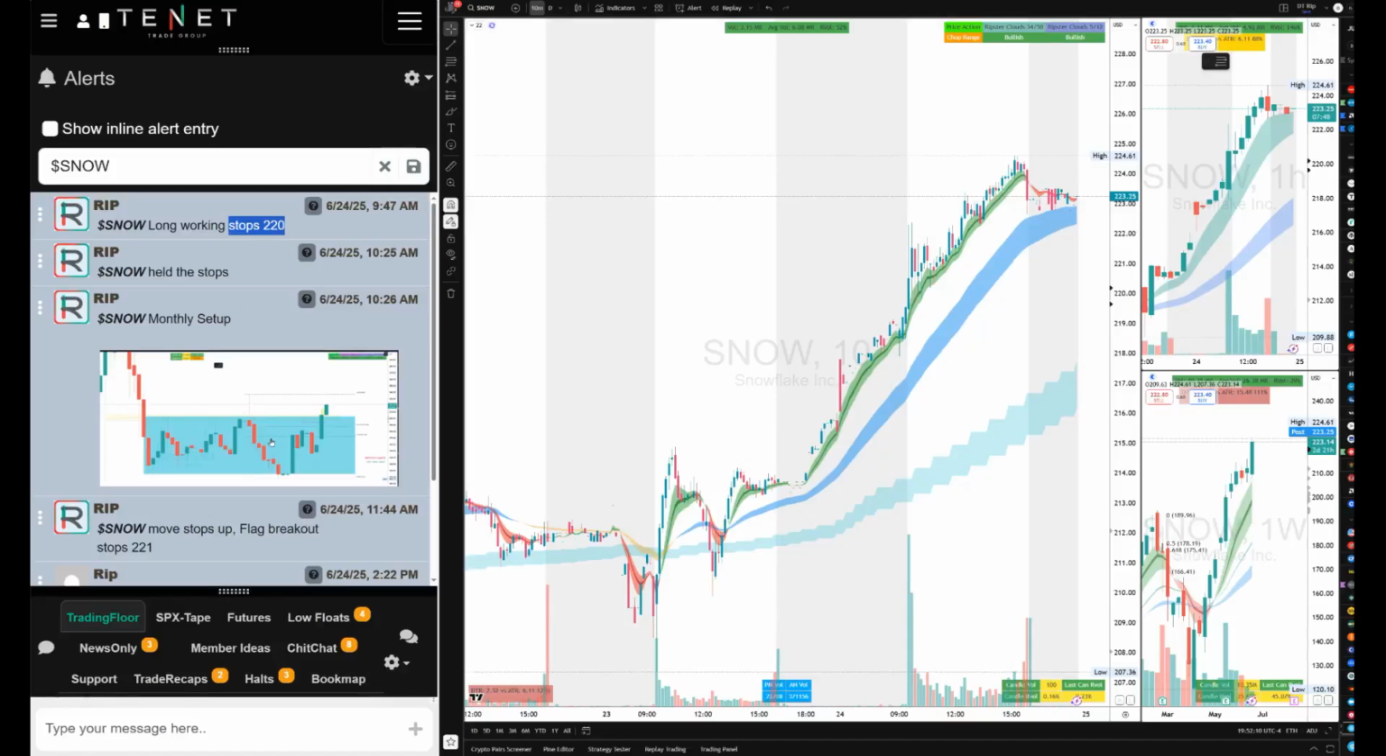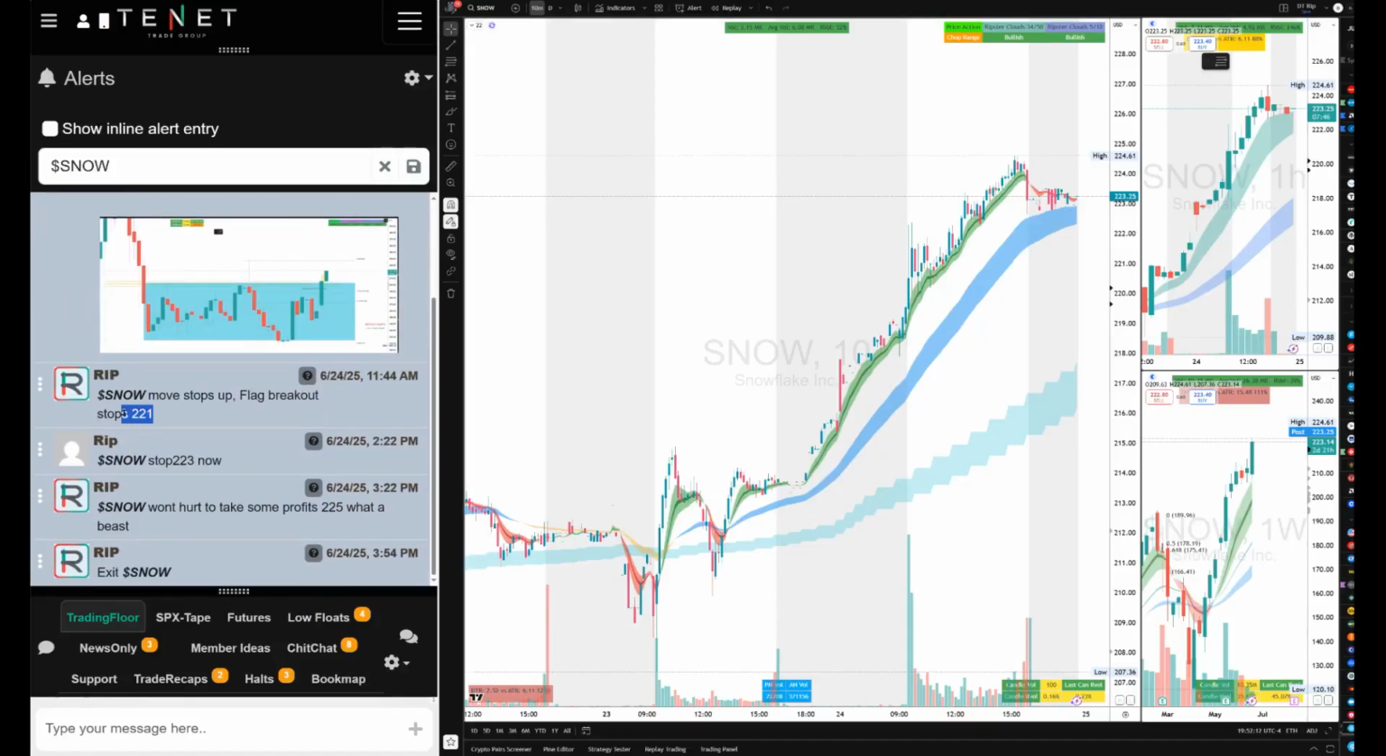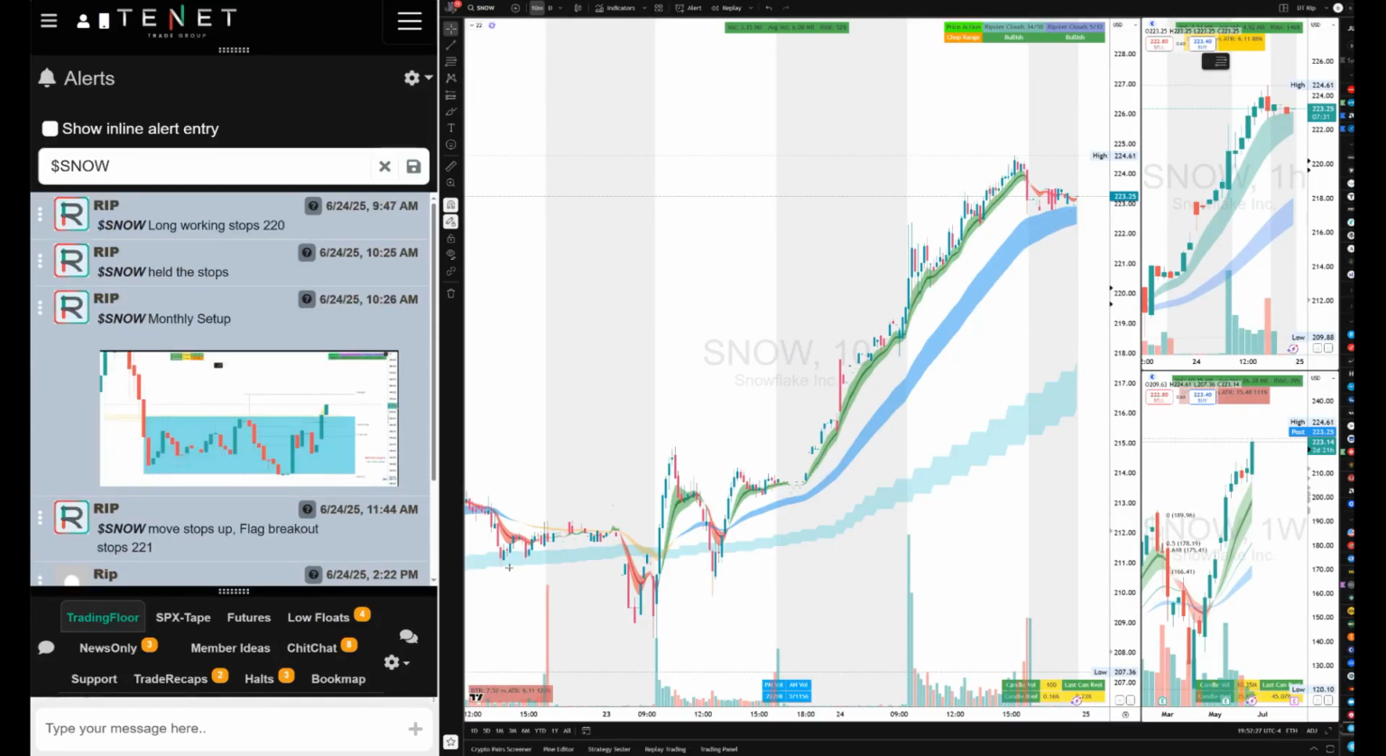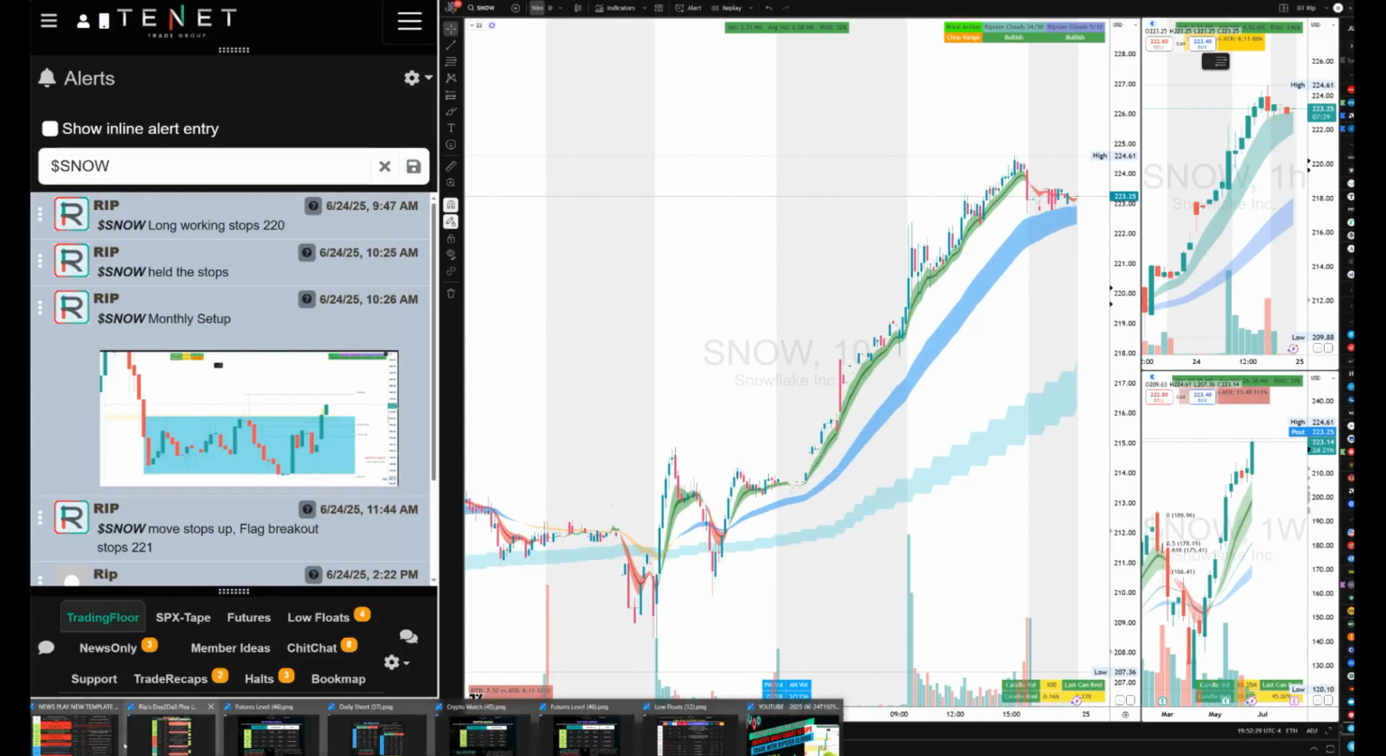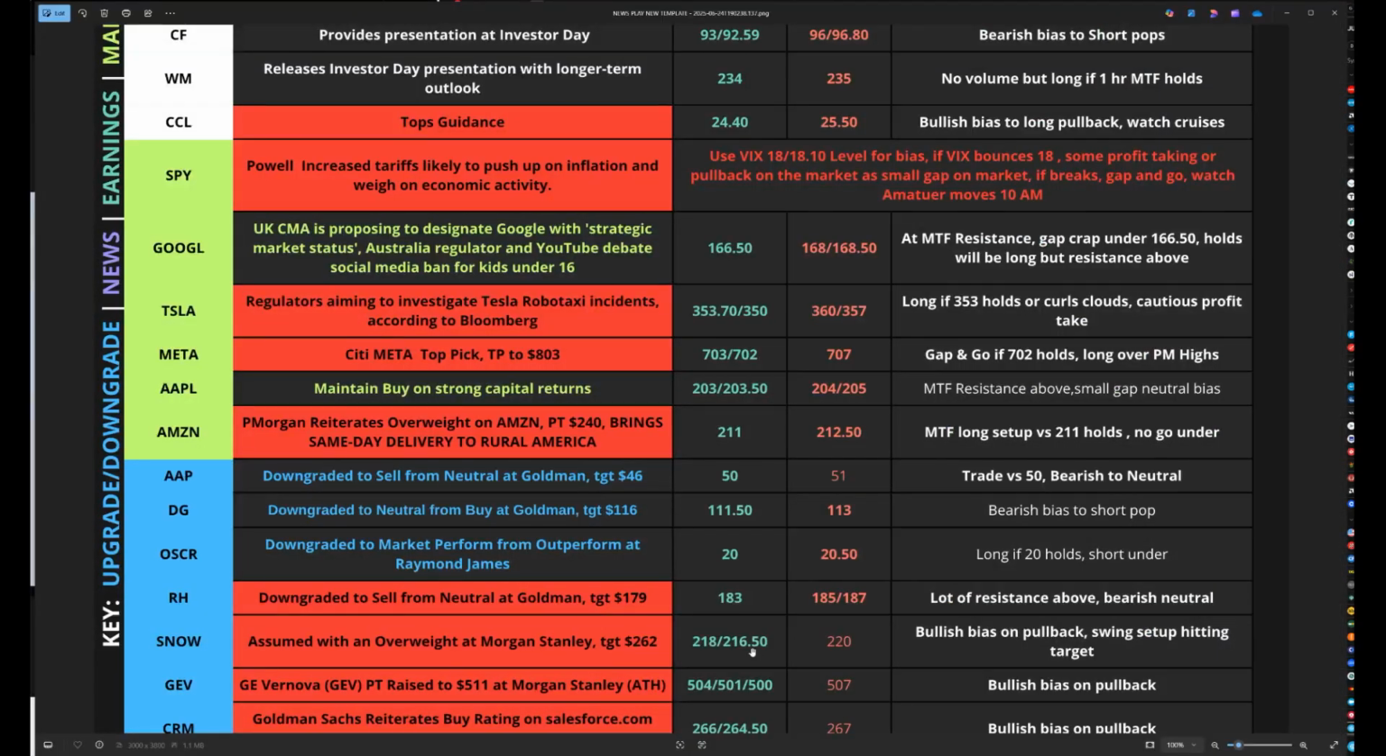And I told the traders to move your stops up to 221, move the stops to 223, and I told them to take some profits at 225. And once it broke here, look at the timing. I said exit Snow. We would have lost $1 there if we did not exit. So that's the beauty, guys. You can also see the levels on the day trade plan, how they were, 218, 220.